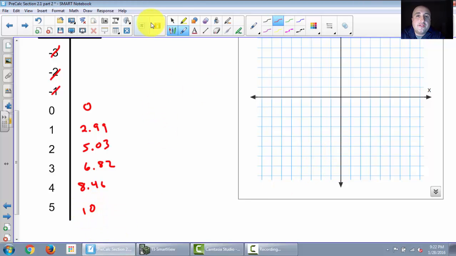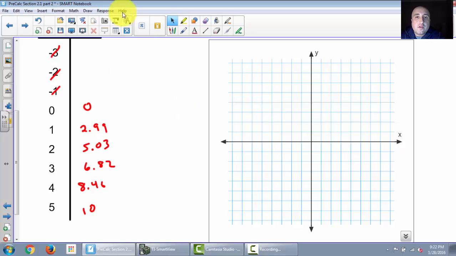All right, so we're going to plot these on our grid here. So 0, 0, and 1, 2.99, so really close to 3. 2 is 5.03, so 1, 2, 3, 4, 5, and a little bit more. 3 is 6.82, close to 7. 4, I think this top line is 8, so it's 8.46, so it's about halfway.